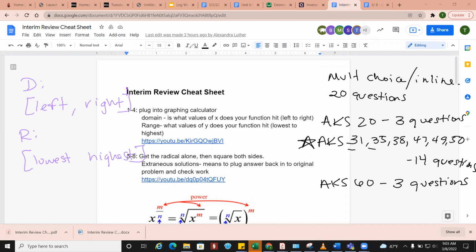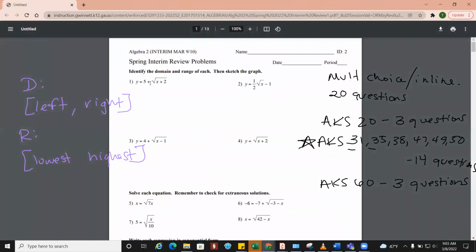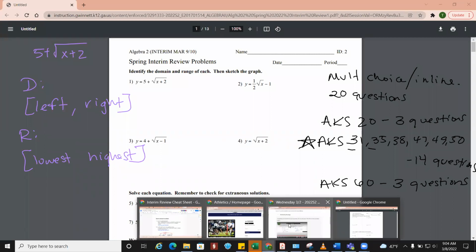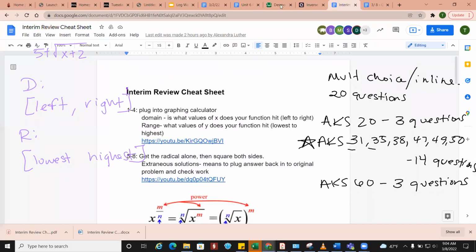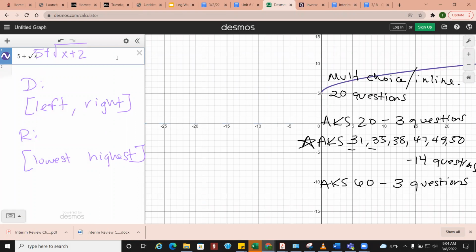Okay, so we're going to go over the first question on the review guide. If I can find it. There we go. We've got 5 plus the square root of X plus 2. What we're going to do is go into Desmos. That'll be the first thing you do. Go into Desmos and type it in: 5 plus the square root of X plus 2.